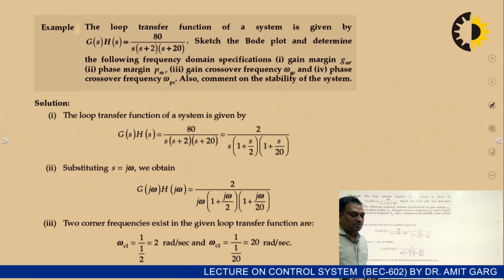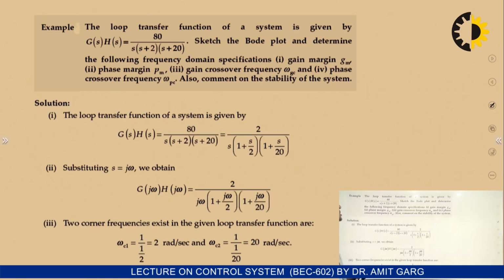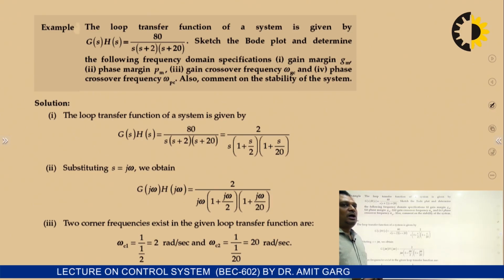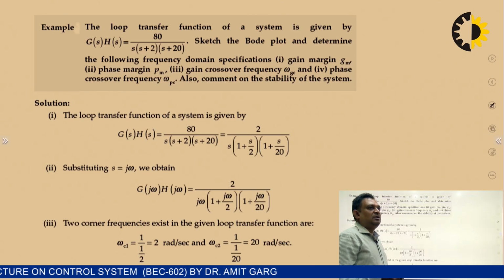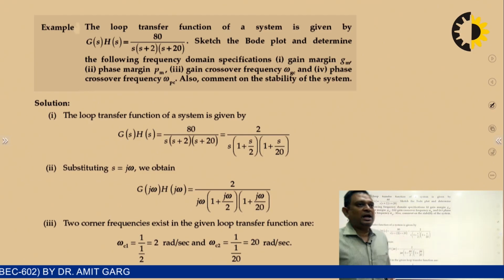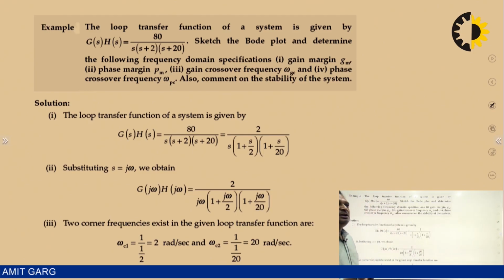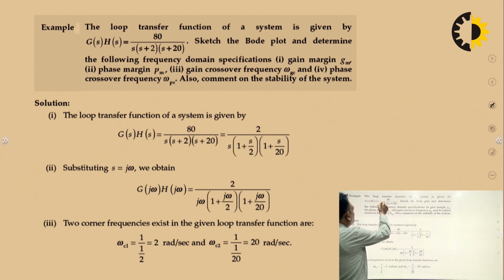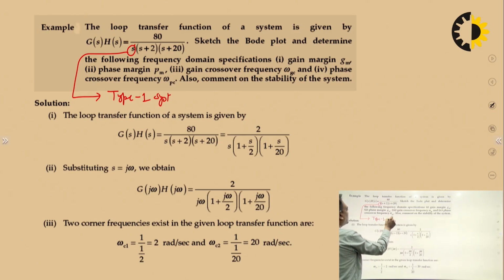So by this particular question, we can see how we will draw the Bode plot, and how we will calculate the gain margin, phase margin, gain crossover frequency, phase crossover frequency, and also we can comment on the stability of the system. So we can see here, this is the transfer function given to us. Here we can see there is a pole at s equals 0. So what type of system is this? This is basically a type 1 system.